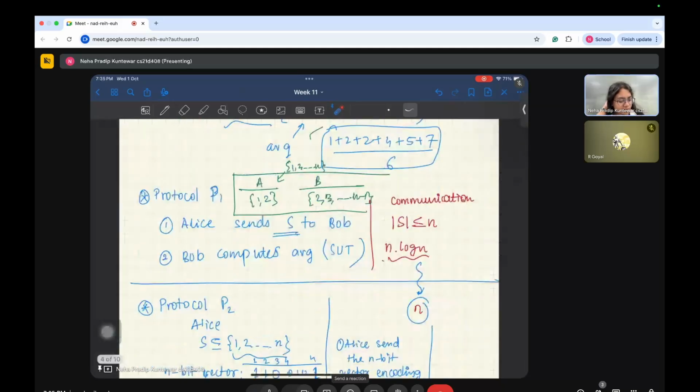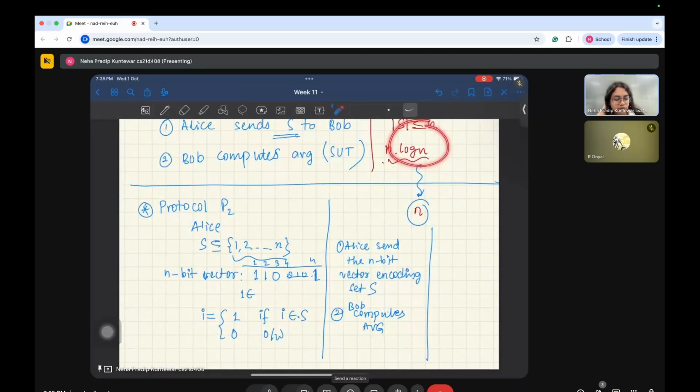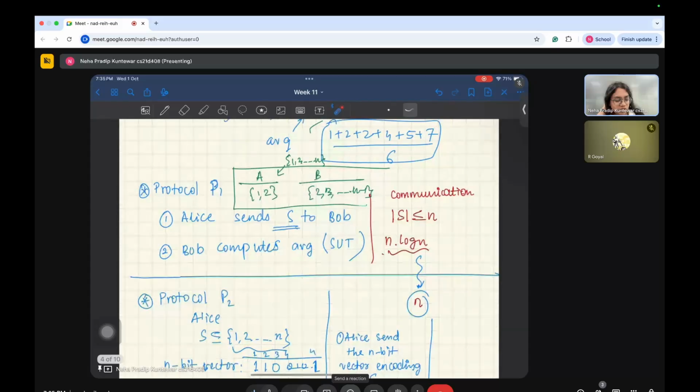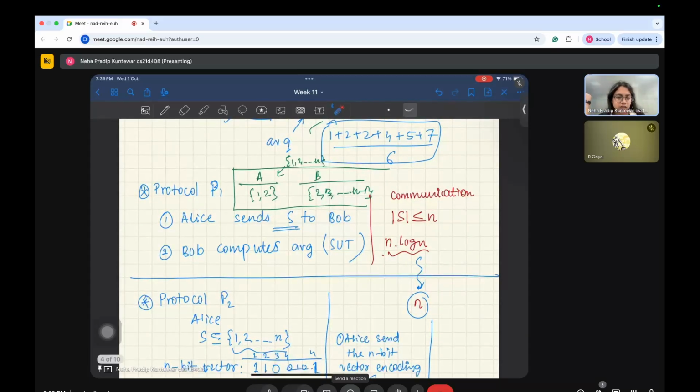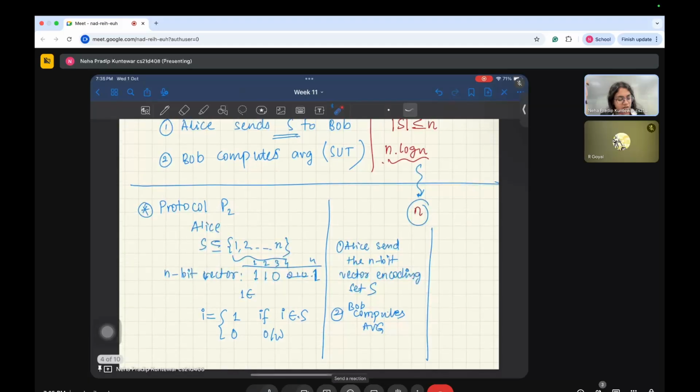We can make it have variable complexity depending on the input by saying that instead of transmitting the entire n bit vector, Alice will stop at the point where she sees the last one. So after, let's say, 4, everything else is 0, and she will not send it.